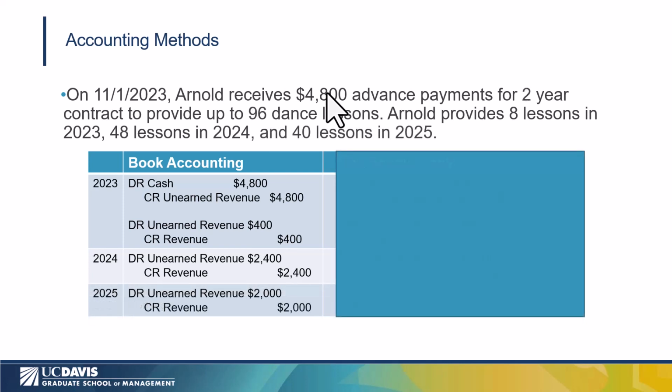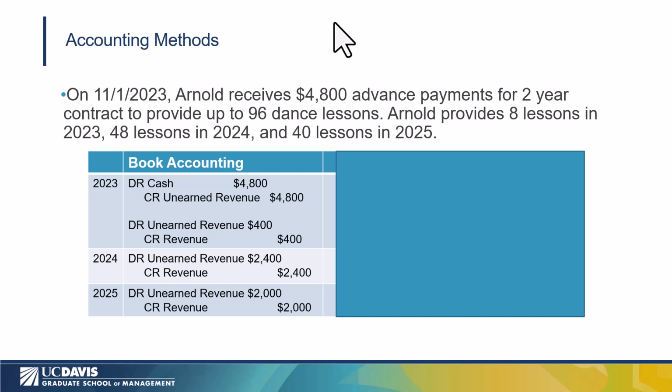Okay, let's change the rules a little bit. It's $4,800 now for 2 years to provide 96 dance lessons. And so now we're going to give 8 lessons in 2023. We're going to give 48 in 2024 and 40 in 2025. Okay, let's think about what the tax accounting is going to look like before we even take a peek.